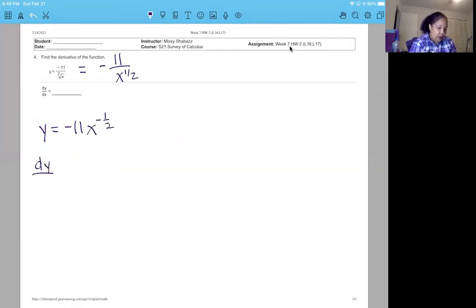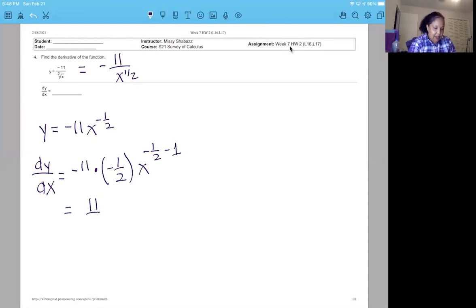So to take the derivative, I'm going to bring down the exponent and multiply that by a negative 11, and then subtract 1. So I get negative 11/2 x to the negative 3/2. You can write it as 11/2 or 11 over 2x to the 3/2 if you want. Either is acceptable.